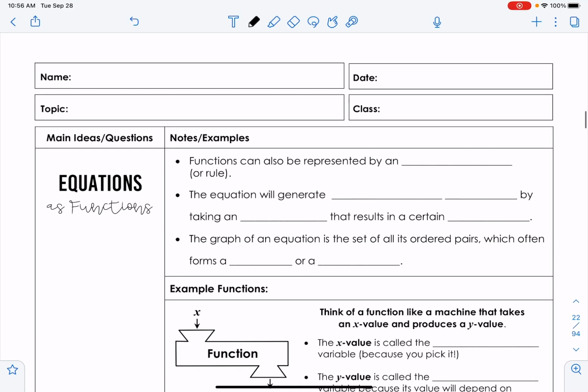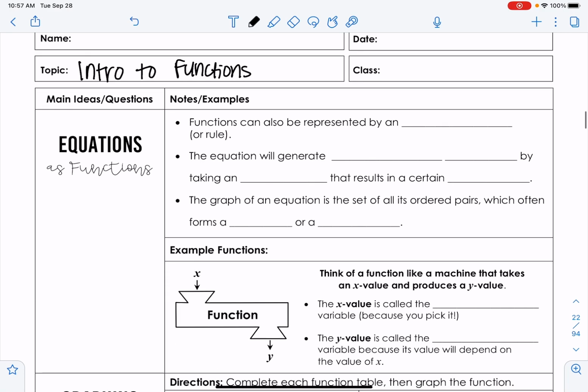So we're reviewing equations as functions, an intro to functions, and you can just fill out your notes with me. The main idea is that equations are the same things as functions. Functions can also be represented by an equation or a rule. An equation is just a rule: you put in an input and you get an output.